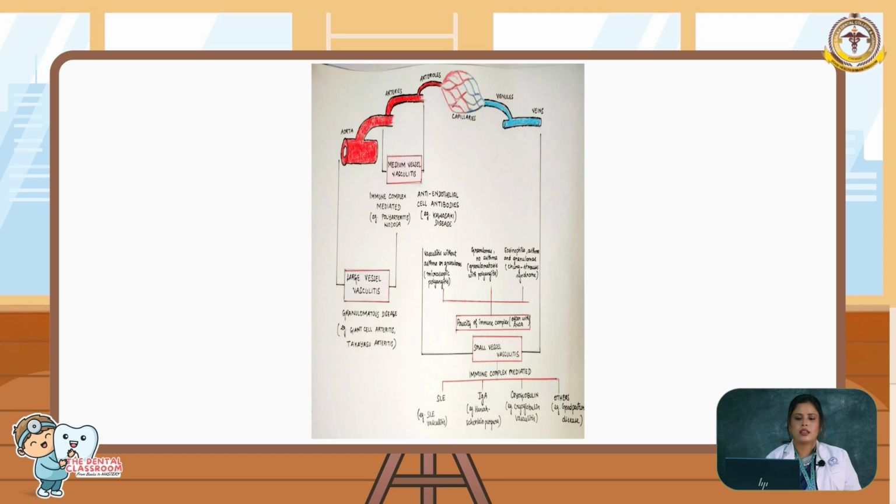So, the next classification is your small vessel vasculitis. The most common one under this category will be your ANCA-associated vasculitis. And the last classification is immune complex vasculitis, which is seen in systemic diseases like SLE, rheumatoid arthritis, IgA related disease. So, this vasculitis is seen in association with other diseases.